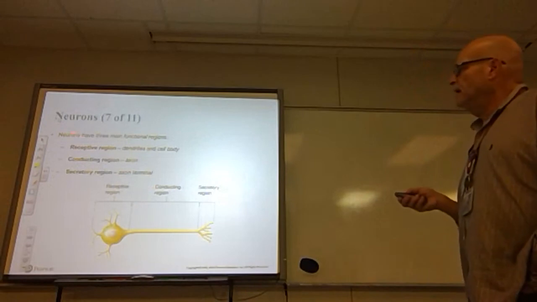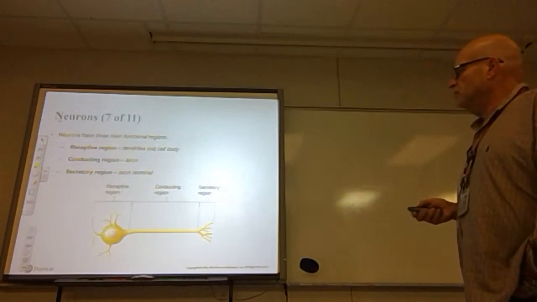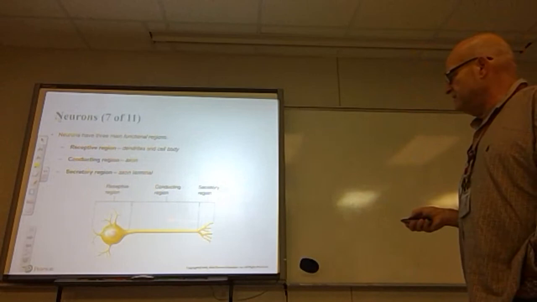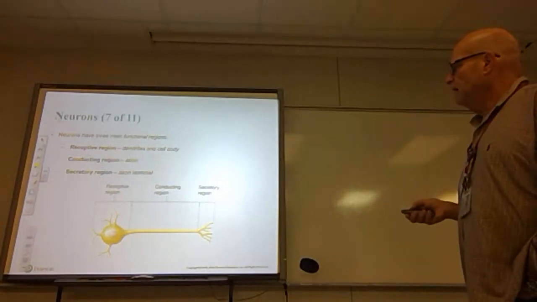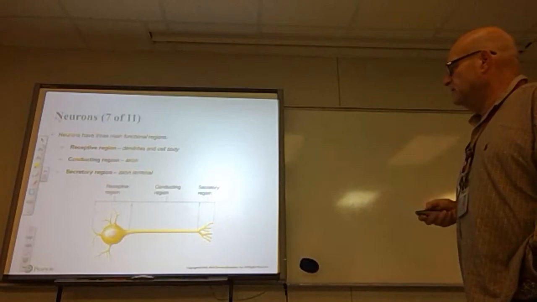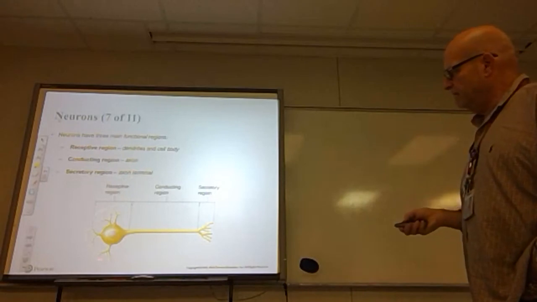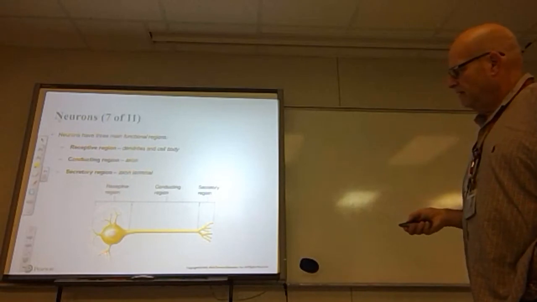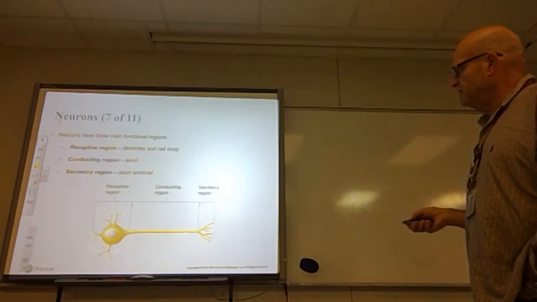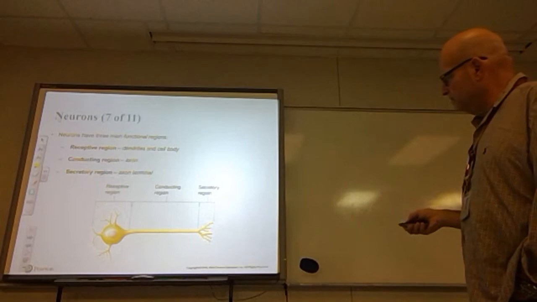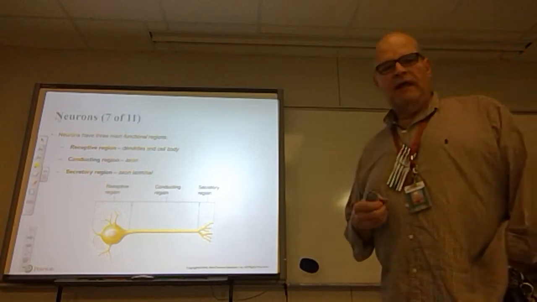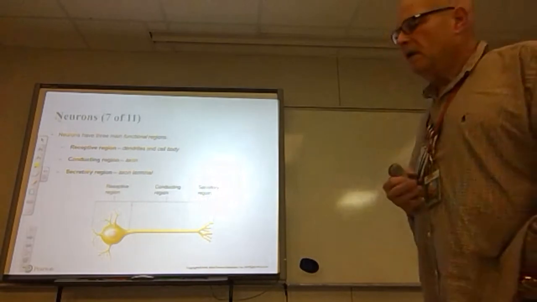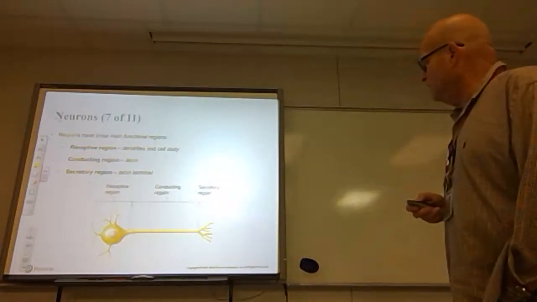There's a picture of a neuron. 3 major functional regions. You have the receptive region, that's the dendrites and the cell body. You have the conducting region, and then you have the secretory region of the axon terminal. So here's the receptive region here. You have then the conducting region of the axon, and then the secretory region. Each one of these little bulbs is where the axon terminal and the synaptic bulb is. That's where the neurotransmitters will be released.